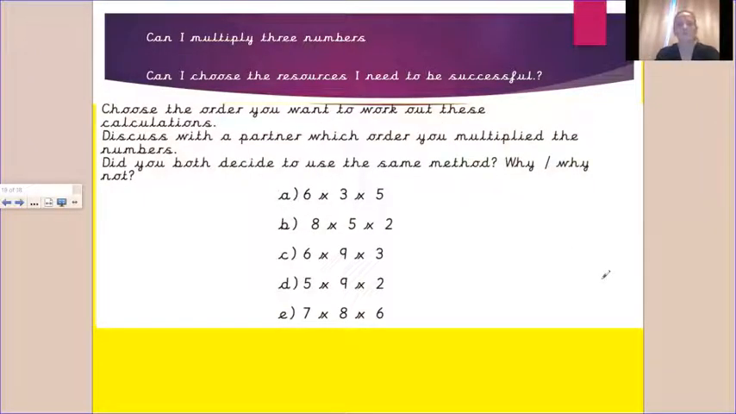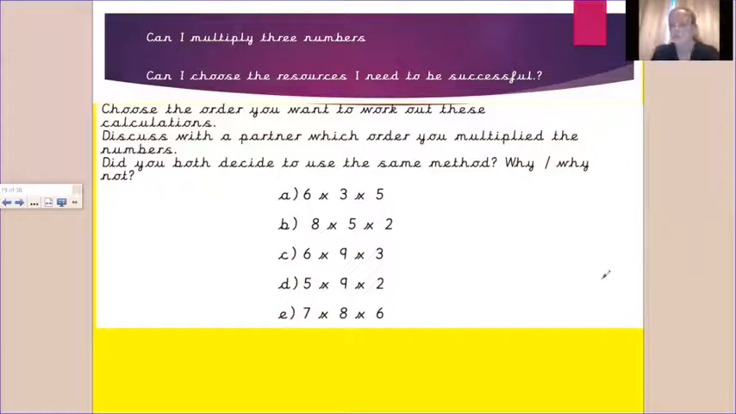So here are some more that you can do. Choose the order you want to work these out. Just like I did, reshuffling the numbers, I would like you to work these out, and then see if you can find someone to chat to. If you don't, that's okay.